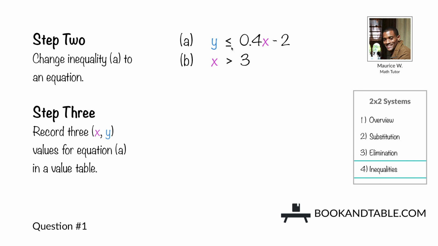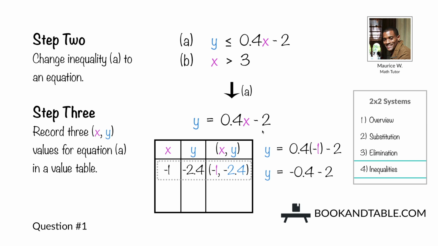So now, step 2, change inequality A to an equation. This way we can find 3 points along the line. So we get y is equal to 0.4x minus 2. In step 3, record 3 xy values for equation A in a value table. So we'll plug in negative 1, 0, and 1 for x and record the corresponding y values.